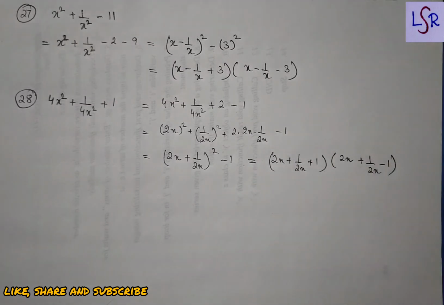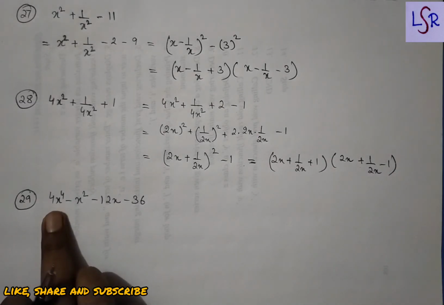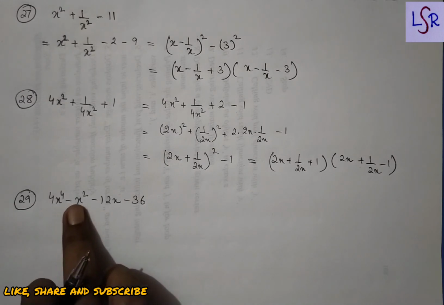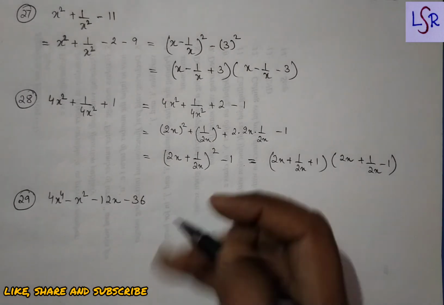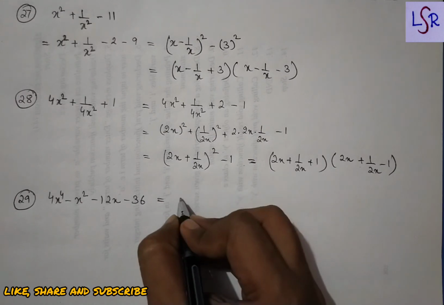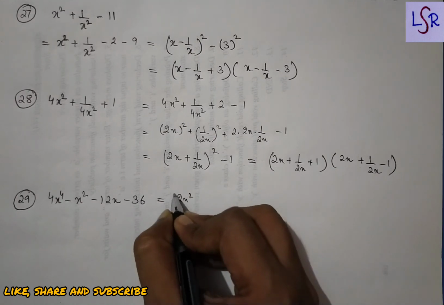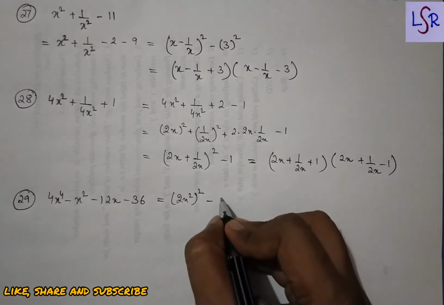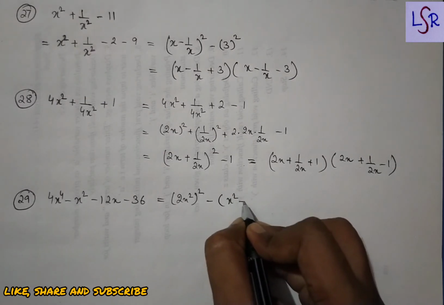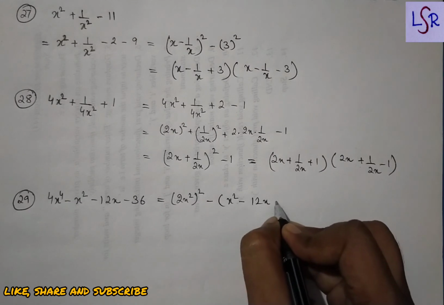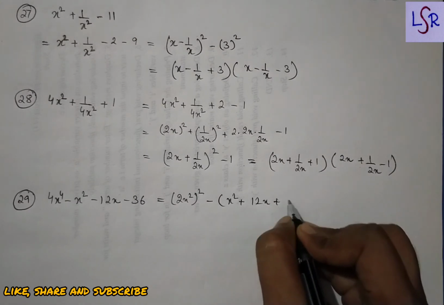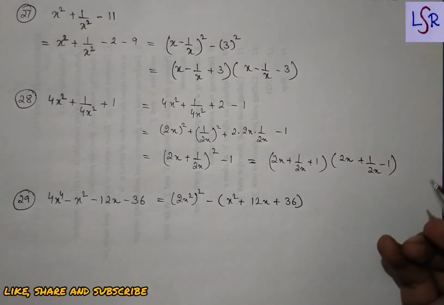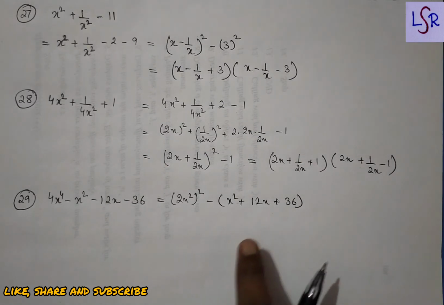Now let's go for question number 29. Here in this question, this is the whole square, and if we take a minus common from these three, it will become 2x to the square and that to the whole square, and on taking minus common you will be getting x square minus 12x plus 36. And now this can be rearranged as this one.